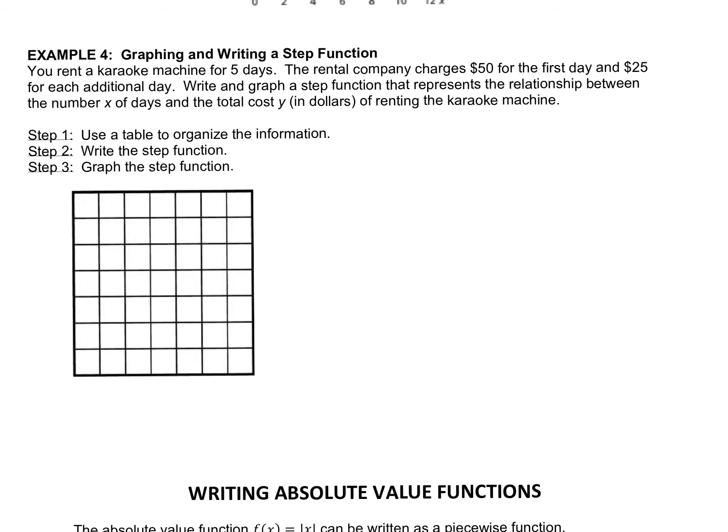So we rent a karaoke machine for 5 days. The rental company is charging $50 for the first day. So it's not by the hour, it's just for the entire day, from start of the day to the end of the day. Then it's $25 each additional day. So write and graph the step function. So what we want to look at is my step function. We have 5 days.